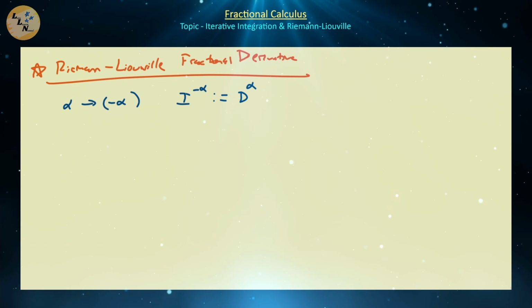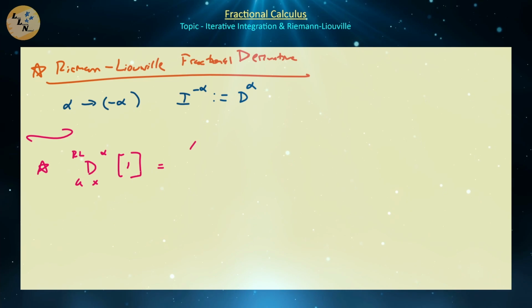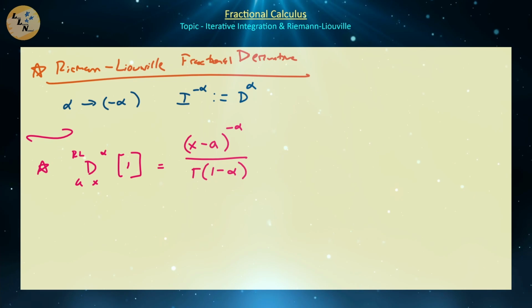Once we do this, we can get a nice little property from the fractional derivative of 1. The Riemann-Liouville fractional derivative from a to x of order alpha of the constant 1 is just going to be equal to (x minus a) to the minus alpha all over gamma of 1 minus alpha. So clearly we see that we have some restrictions. In particular, alpha must belong to the interval 0 to 1.